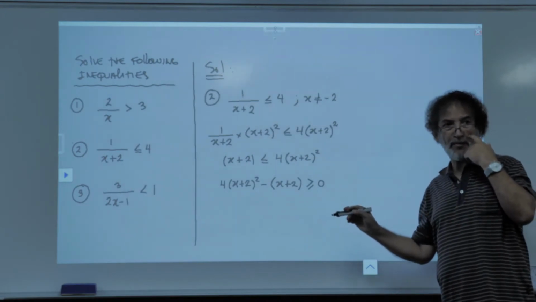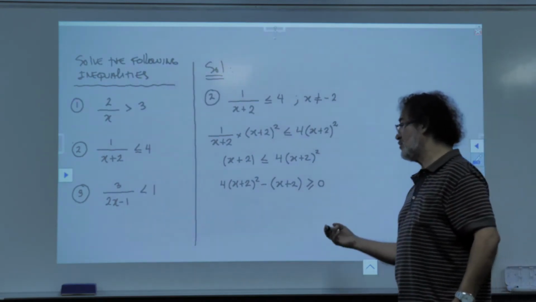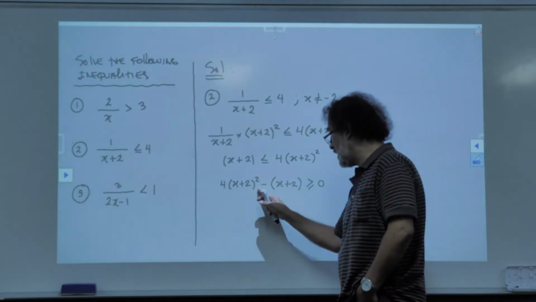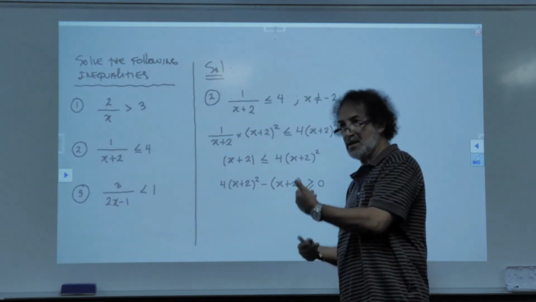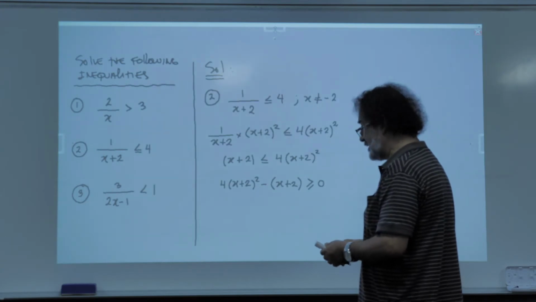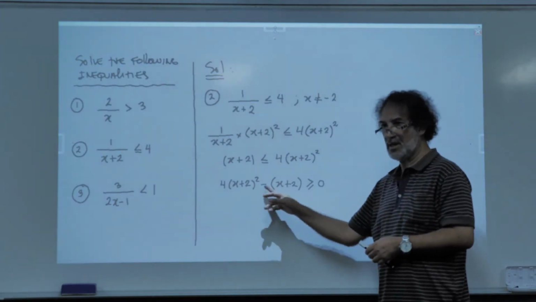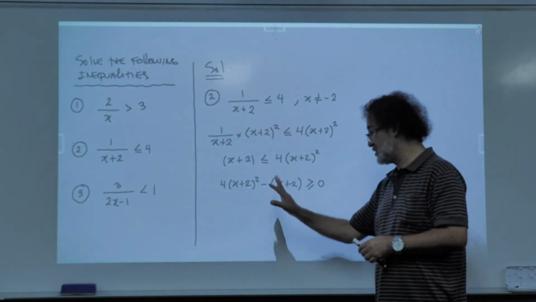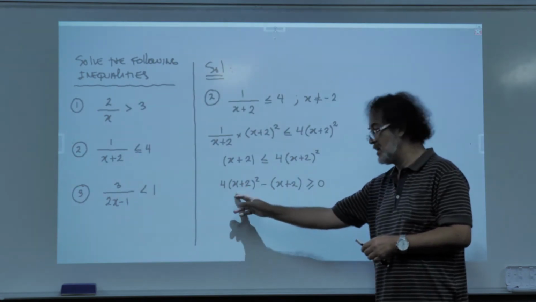All right, happy with that? Okay, now you have two options. You can expand this and simplify and take common factor and everything, but that would be unnecessary because you already have a common factor. Can you see that? Okay, so just don't expand it, just leave it like that, take the common factor.